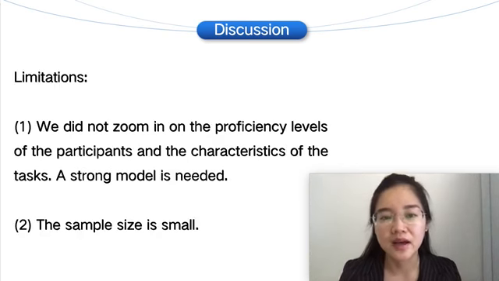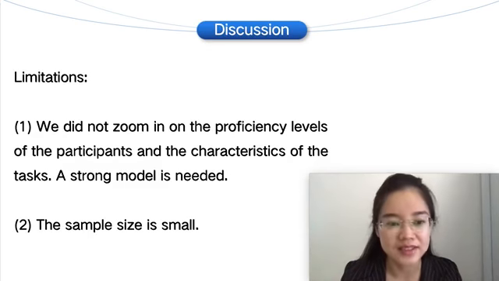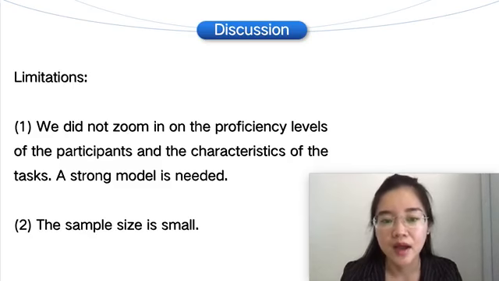We admit that there are two limitations in the current study. Firstly, we did not zoom in on the proficiency levels of the participants and the task characteristics, such as the task complexity and their multimodal nature, which may serve as moderators between cognitive load and task motivation. So a strong model is needed to represent, estimate, and test the relationship between all these variables. And second, as the sample size is very small, the statistical power of the analysis is limited.